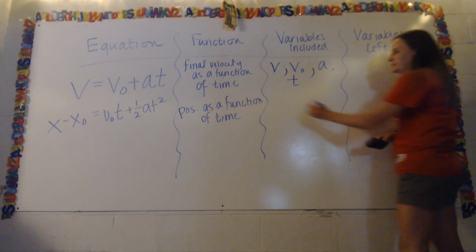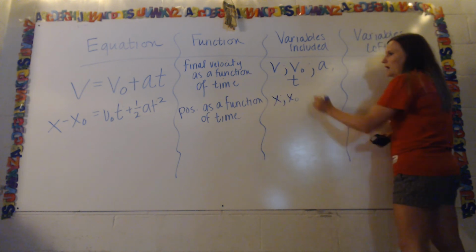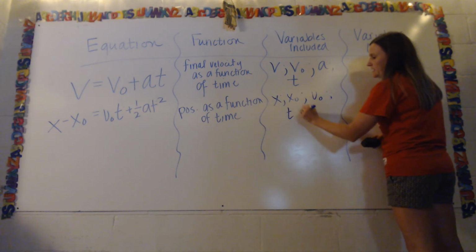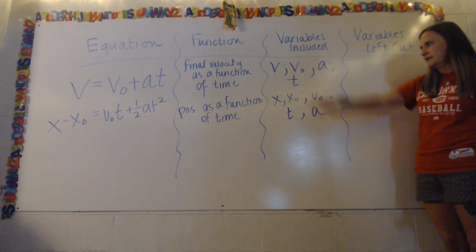Variables that are included in this: position, so x and x naught, your displacement, the initial velocity, time is in there, and acceleration is in there. And then let's go to the third equation.